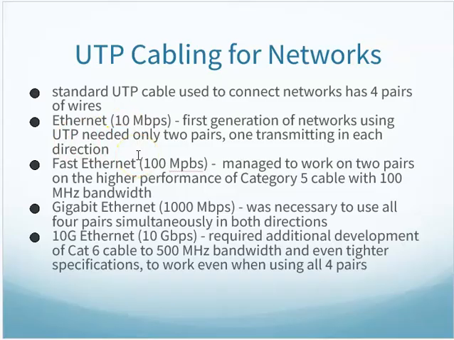As we moved into Fast Ethernet, 100 meg, it still managed to work on 2 pairs to move our data around. When we moved into gigabit, 1000 meg, it was necessary to now actually use all 4 pairs simultaneously in both directions.